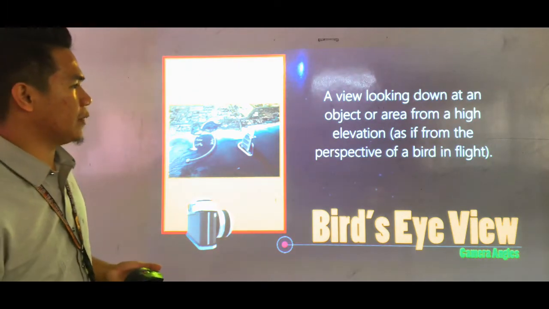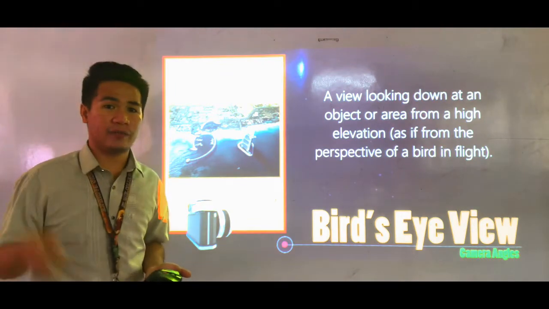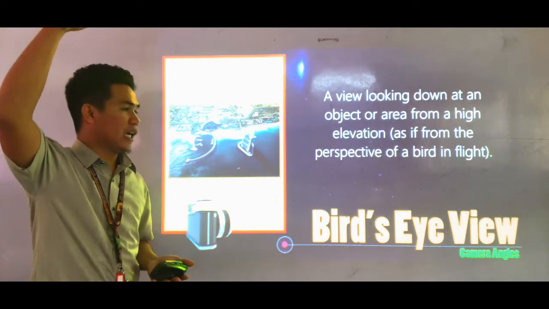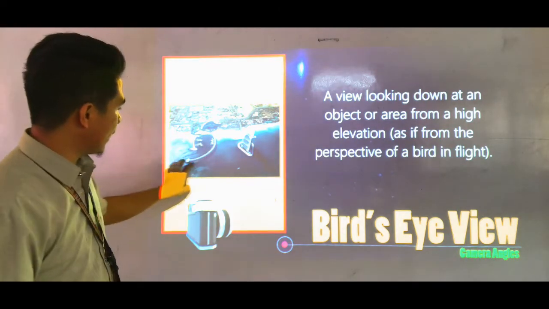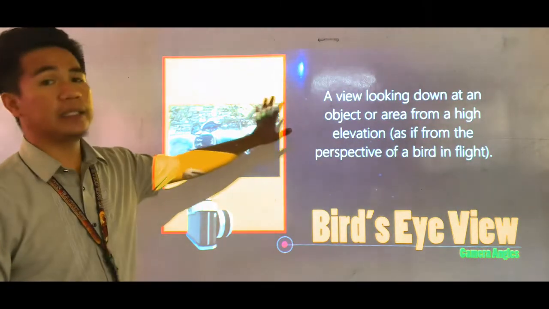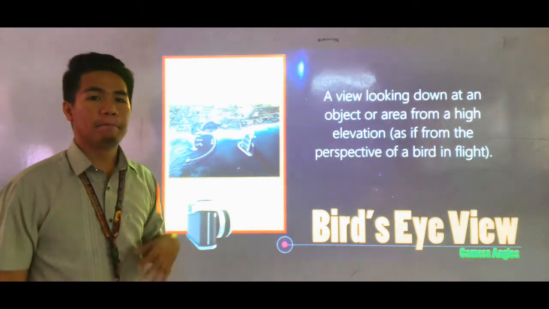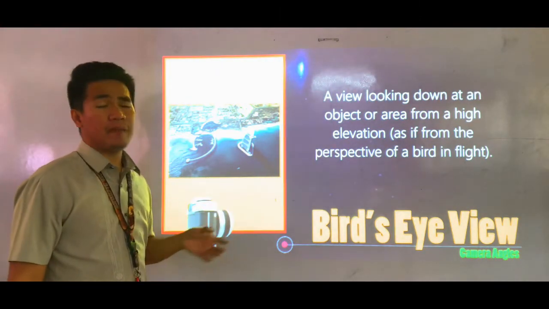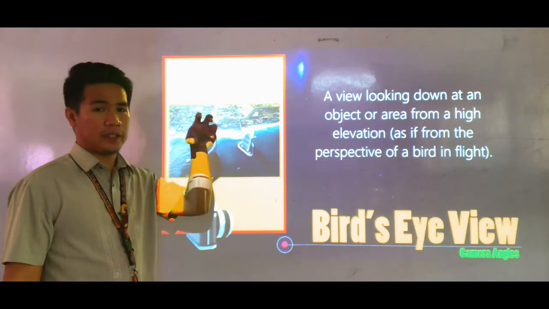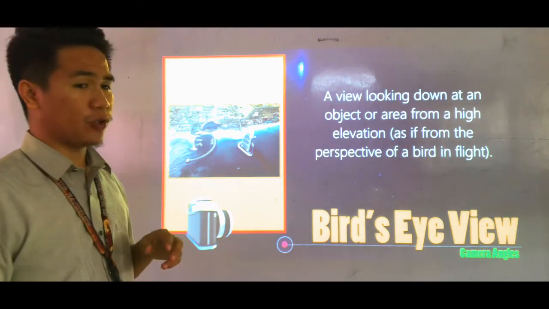As if from the perspective of a bird in flight. So parang yung bird nakataas, so nakikita niya lahat. So yung nasa picture dito, nakikita natin yung beach and the same thing yung mga buildings. Okay? This is what we call bird's eye view. So, I think nasasali sa bird's eye view yung drone. Okay? Yung paggamit ng drone.